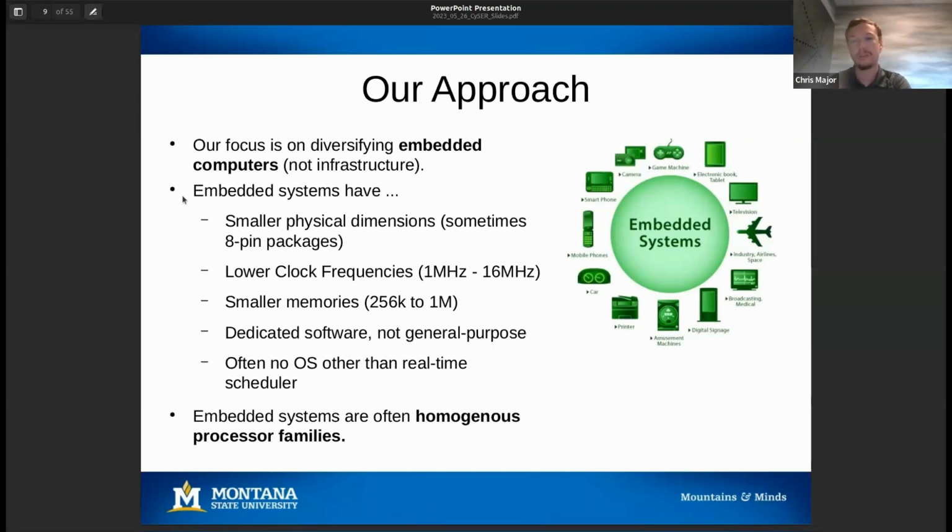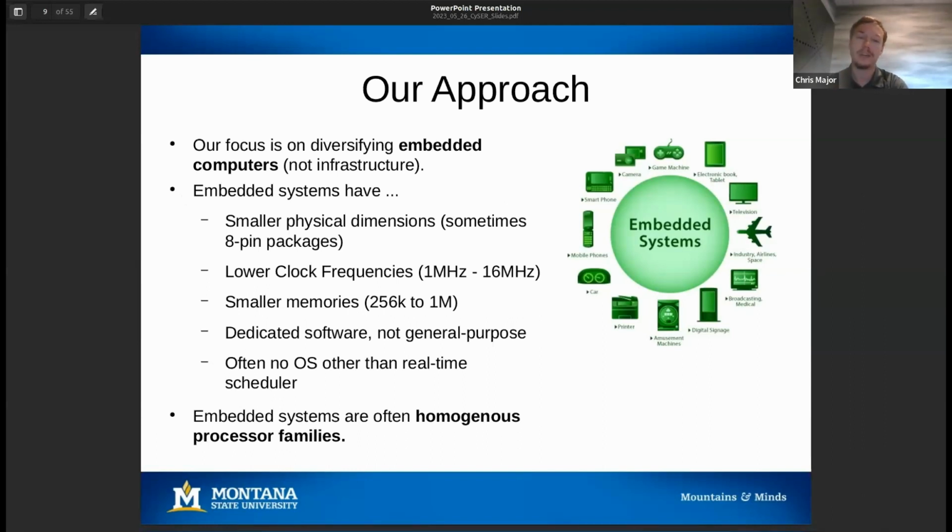You have lower clock frequencies, about 1 megahertz to 16 megahertz. You generally have smaller memory devices attached to it, often small NAND chips, sometimes removable storage, but for the most part, most embedded systems are able to run well below a megabyte of storage space for programming data. Now, embedded systems have dedicated software for dedicated uses. They're not generally general purpose.